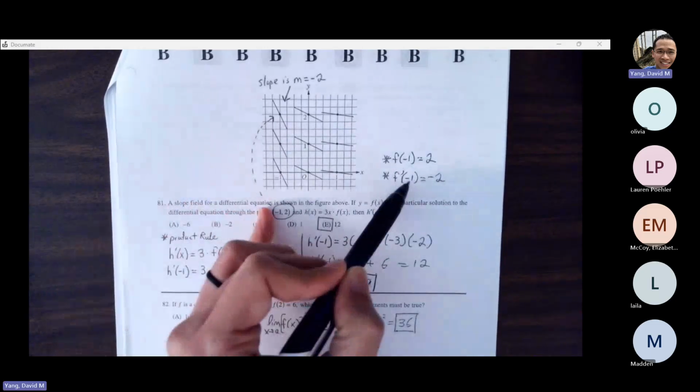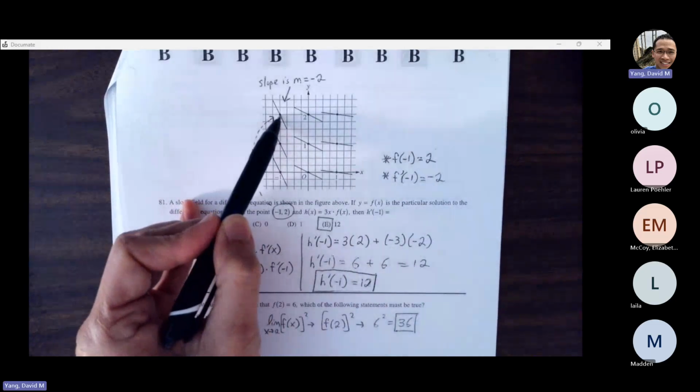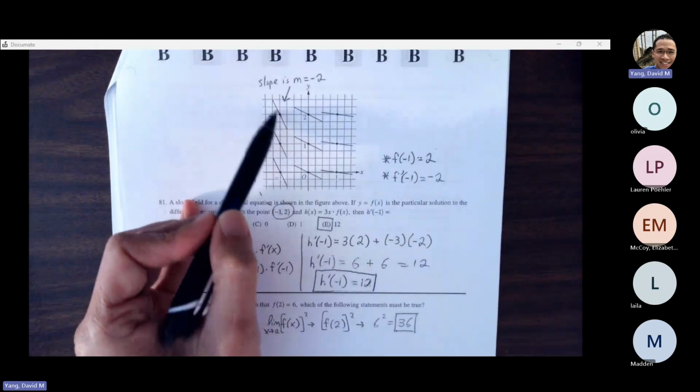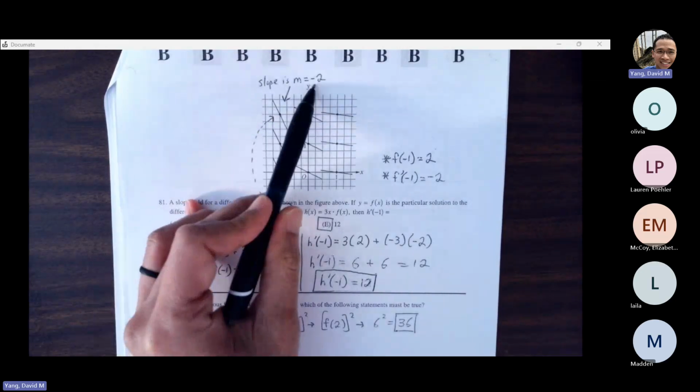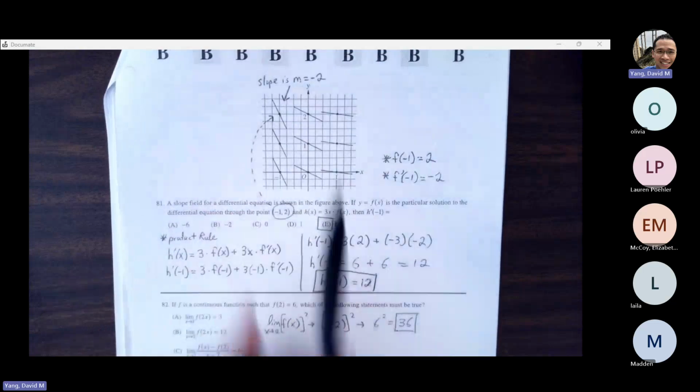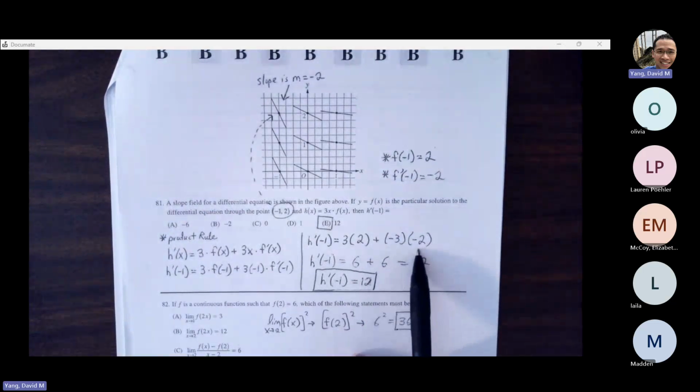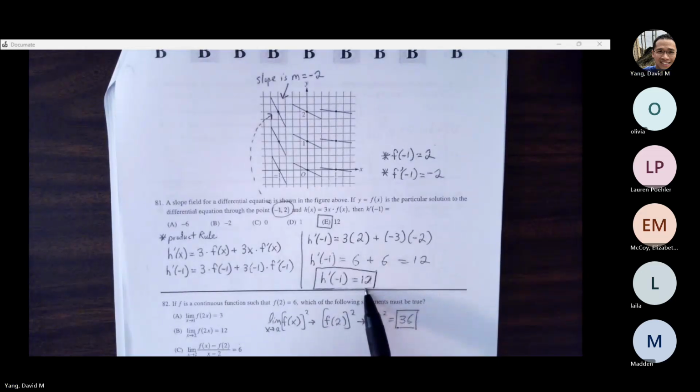Or negative, sorry, at -1, 2, my slope here is -2, because I could just pick any points here and go down 2 over 1. So that's a slope of -2. So a slope of -2 will replace my f prime of -1. And now I'm just trying to combine these values to get it down to a number. Answer choice E, which is 12.